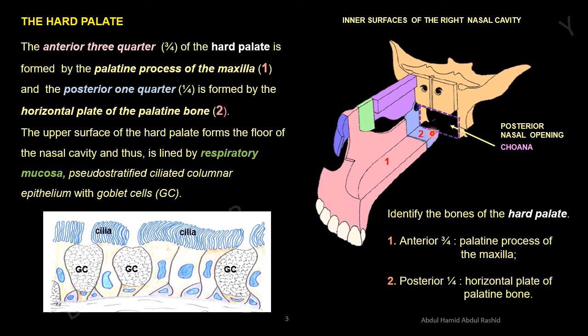The upper surface of the hard palate forms the floor of the nasal cavity. So it is lined by respiratory mucosa, that is pseudostratified ciliated columnar epithelium with many goblet cells.